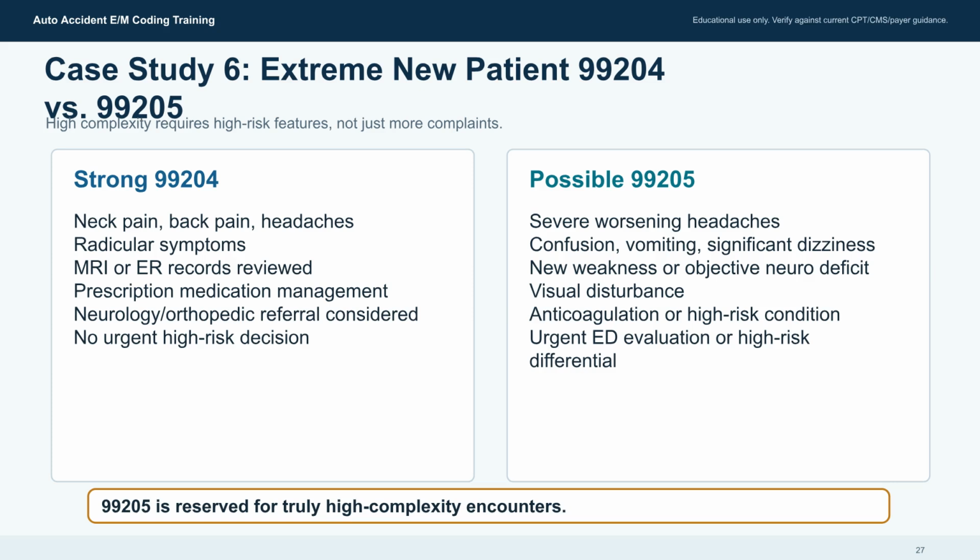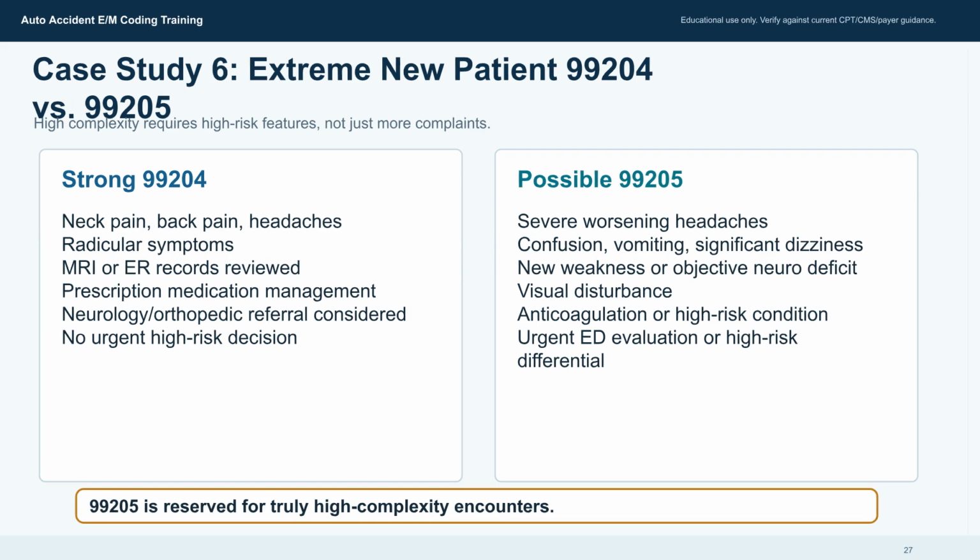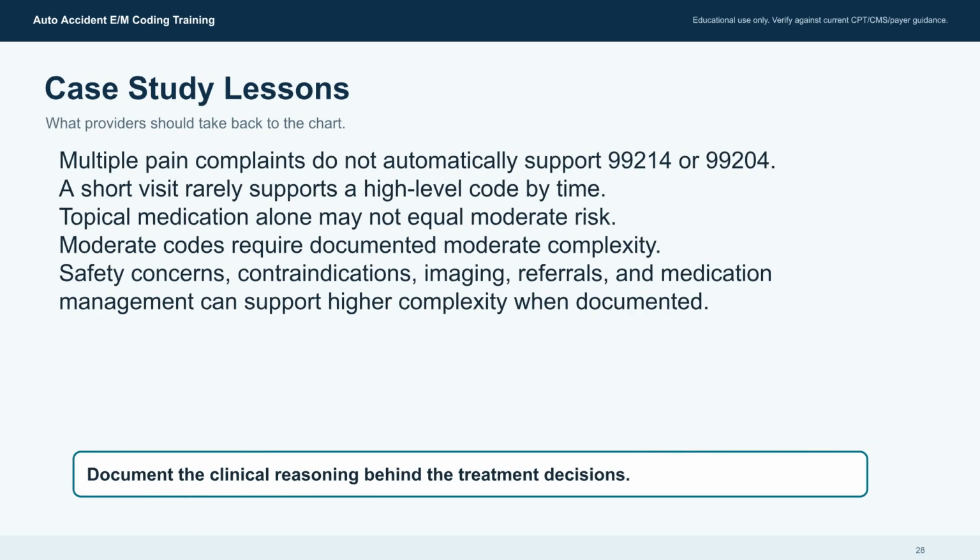The difference between 99204 and 99205 is not simply that the patient has more complaints. The difference is the level of risk, the seriousness of the differential, the complexity of the data, and the urgency of the management decisions. The biggest lesson from these case studies is that the code must be supported by the documentation.